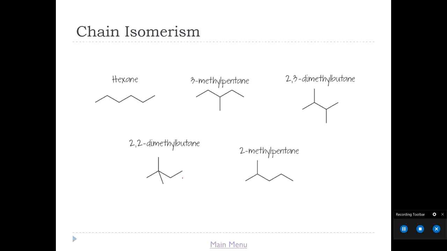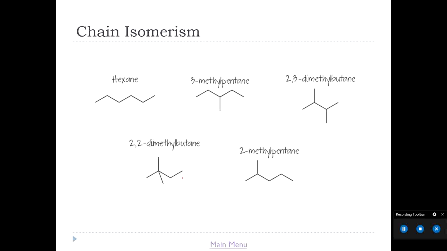2,2-dimethylbutane and 2-methylpentane. So in each of these cases, we're just moving around the carbon atoms and attaching them in different sections to make a different version of the hexane chain, so still 6 carbons. So these are chain isomers.